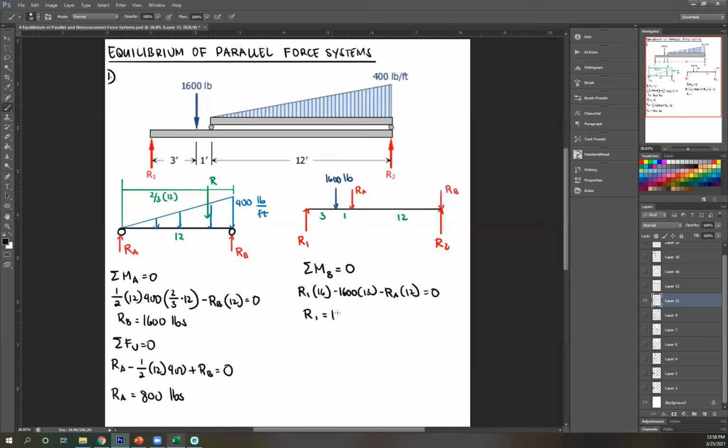Okay, 1,900. So that's one of your answers. Positive answer there for correct assumption. It is indeed upward. Next, to find out R2, we can just use summation of forces vertical. And so R1 is upward, therefore positive, minus 1,600 minus RA minus RB plus R2 equals 0. Now I can solve for R2. What's the answer?